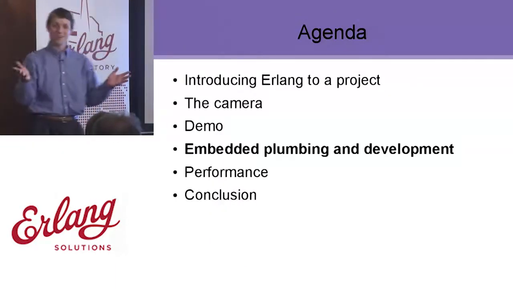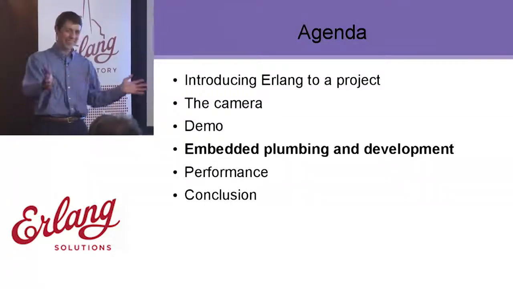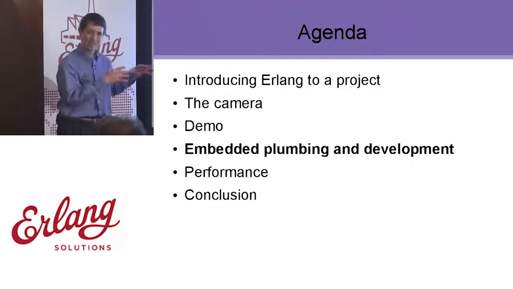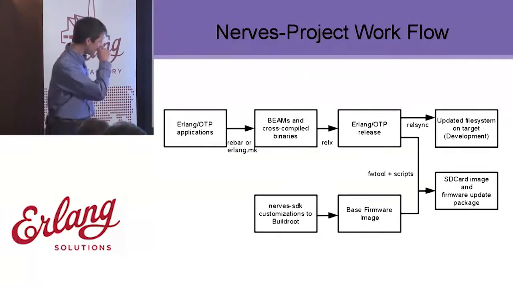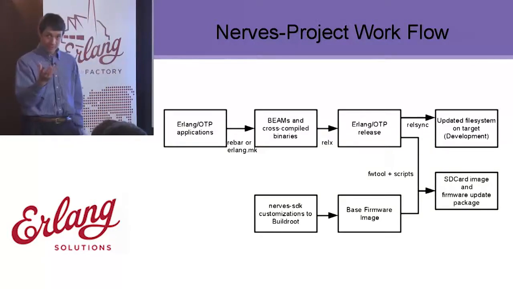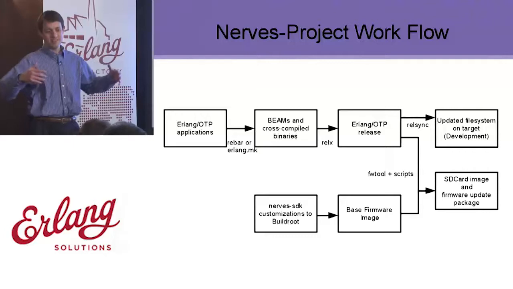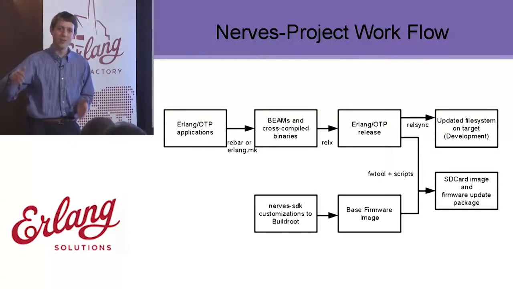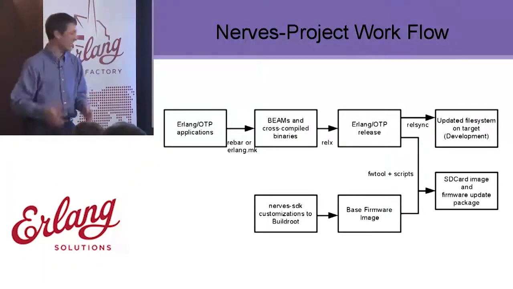Okay, next part is the plumbing. I really wanted to give you stats on how this all works, but it totally doesn't make sense unless I tell you a little bit about how it's put together and a little bit more about the project that I've been working on. The project is called Nerves, the Nerves project, and the idea is it's a project to make cross-compiling with Erlang and building these images as easy as possible.